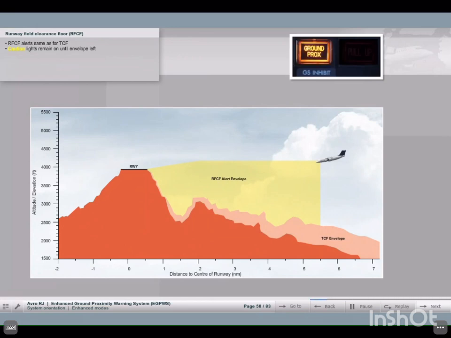RFCF alerts result in illumination of the EGPWS caution lights and the oral message, "Too low, terrain," the same as for TCF alerts. The EGPWS caution lights will remain on until the RFCF envelope is exited.